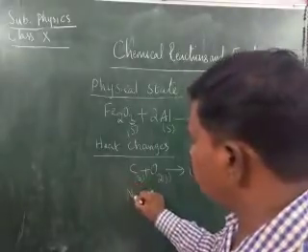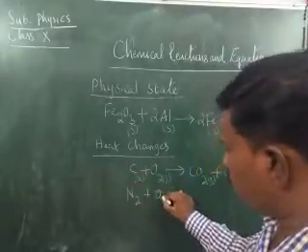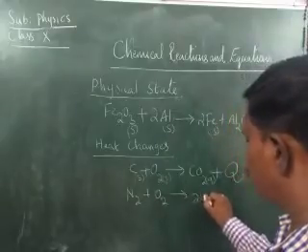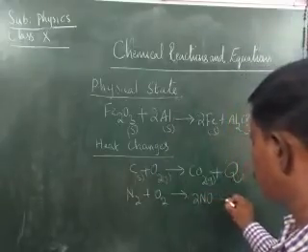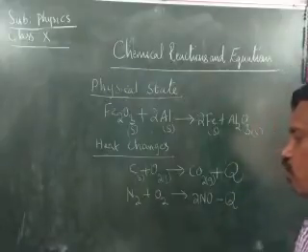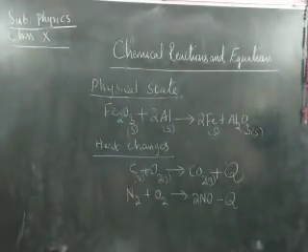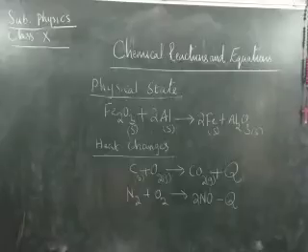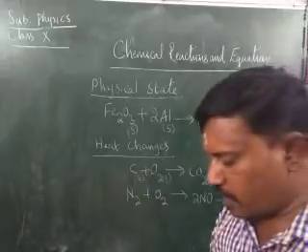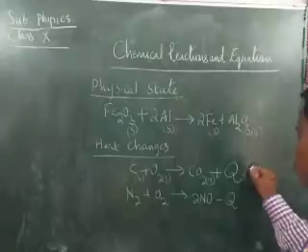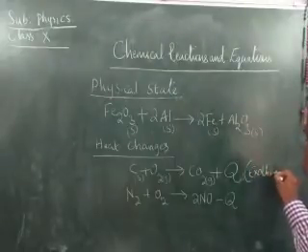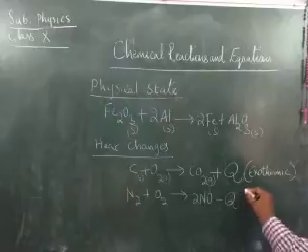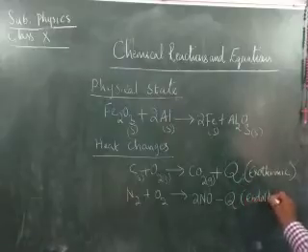Next we have N2 plus O2 gives rise to 2NO, nitrogen oxide, and here heat is absorbed. That is, nitrogen when reacting with oxygen gives nitrogen oxide, with absorption of heat. And here the first one is the exothermic reaction, and this one is an endothermic reaction.